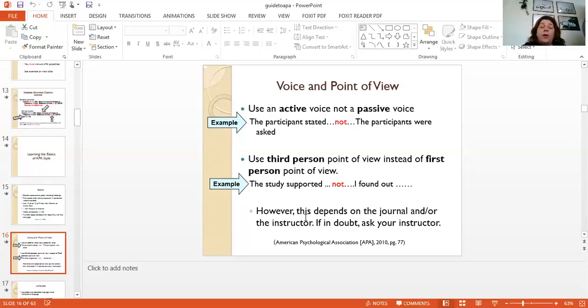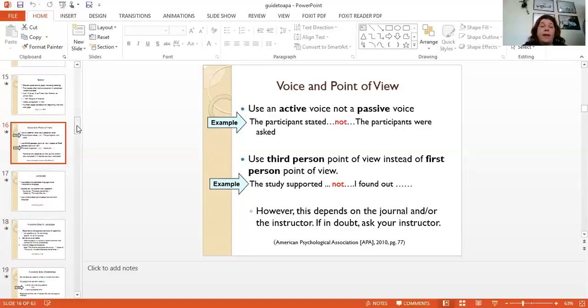You may be allowed to use first person or second person in some instances, but that may depend on your instructors. When in doubt, I tell everybody, asking doesn't cost anything and it hurts nothing. Okay, so make sure that if you are not sure, you ask. I would much rather you ask than try to guess or try to fumble your way through something and not really know what you're dealing with.